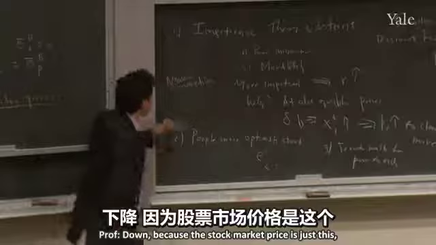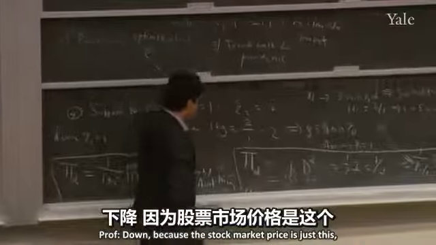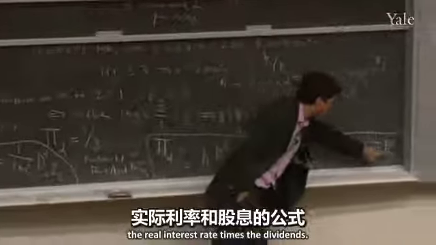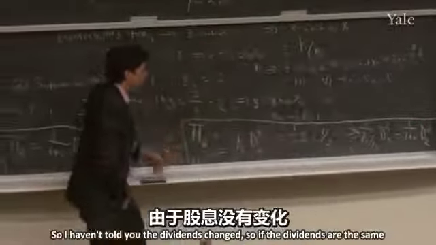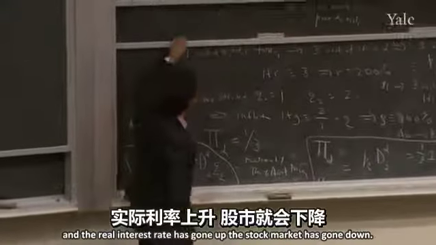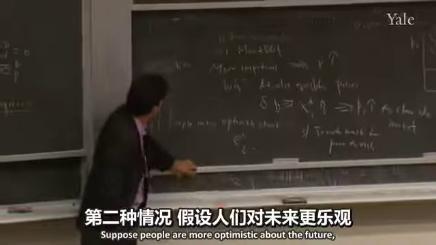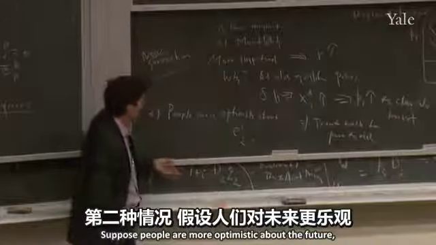Down, because the stock market price is just this: the dividend divided by the real interest rate. I haven't told you the dividends changed. So if the dividends are the same and the real interest rate has gone up, the stock market has gone down. So what happens if, suppose people are more optimistic about the future.